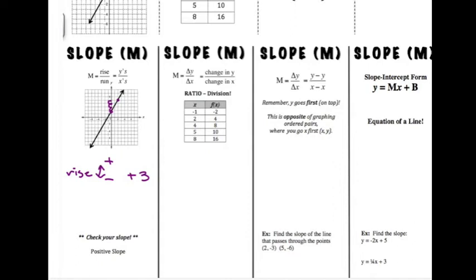And then I'm going to think about my run. And the run is the horizontal change. And again, it can be positive or negative. If you go to the right, it's positive. If you go to the left, it's negative. In this case, I'm going to the right, positive 1, positive 2. So when I think about my slope being rise over run, my slope here is 3 over 2.